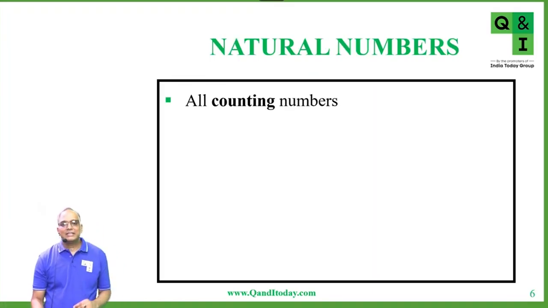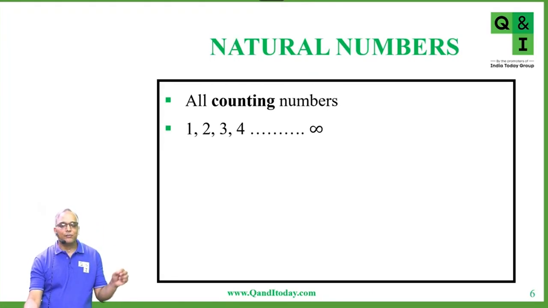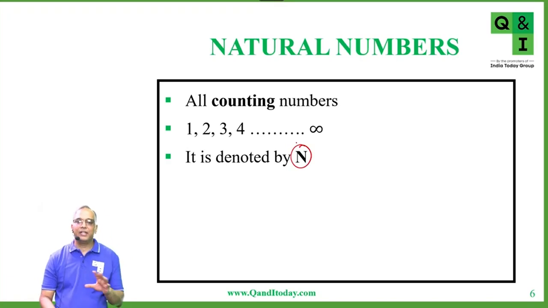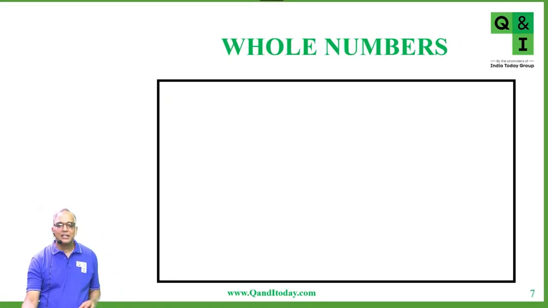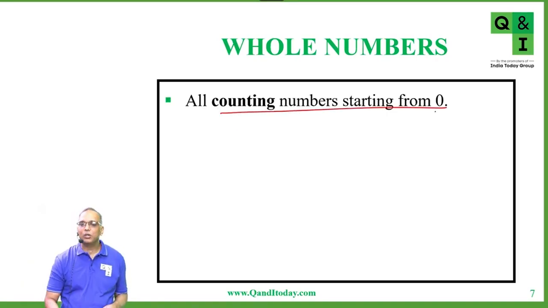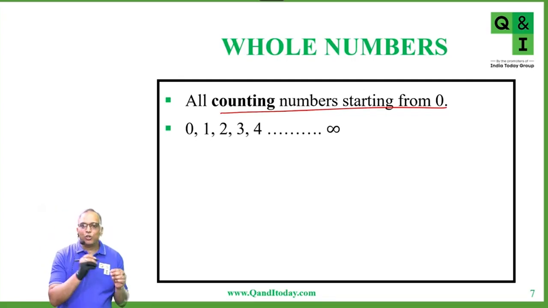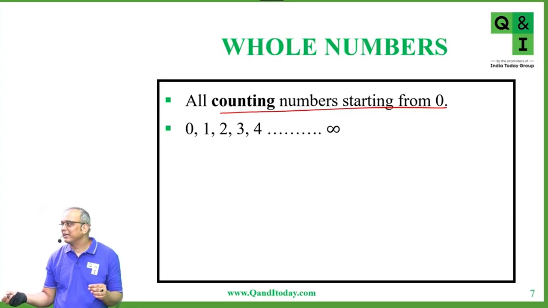So natural numbers, as I said, all counting numbers are natural numbers. Starts from 1, 1, 2, 3, 4 up to infinity, and it is denoted by capital N. Right? This we have already covered. Now next, whole numbers. What are whole numbers? All counting numbers starting from 0 are whole numbers. For example, 0, 1, 2, 3, 4 up to infinity. These are all whole numbers. Right?